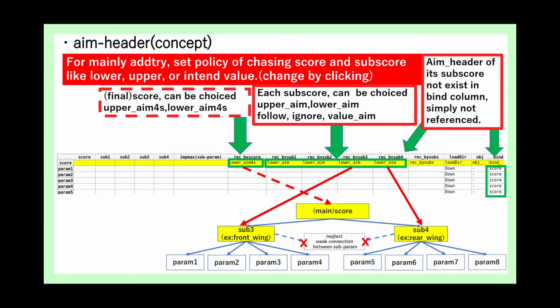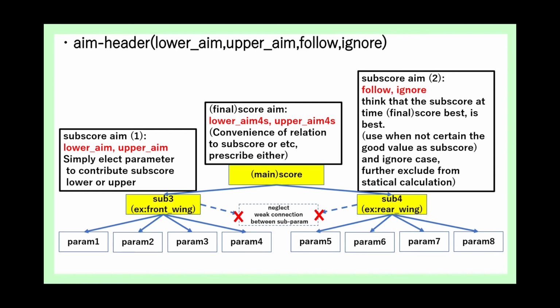Aim header and some execution button explanation. Mainly for addtry, set the policy of chasing final score and subscore. A little detailed explanation is on the next 2 pages. Upper and lower simply search upper and lower value. Sometimes, preferable subscore tendency is not certain. At that time, select follow or ignore.